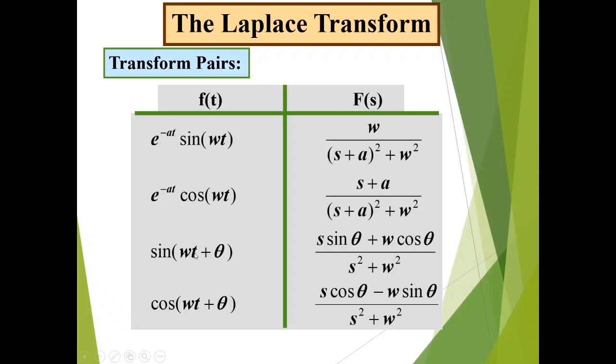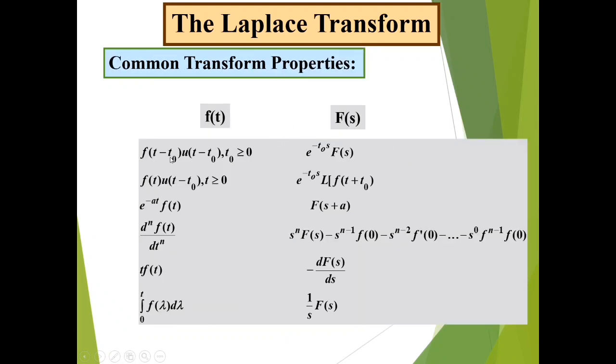L of sine(omega t plus theta) is s into sine theta plus omega into cos theta, the whole divided by s square plus omega square. L of cos(omega t plus theta) is s into cos theta minus omega into sine theta divided by s square plus omega square. And there are some more formulas. Please take a note of it, and then I think we'll move to the next slide.